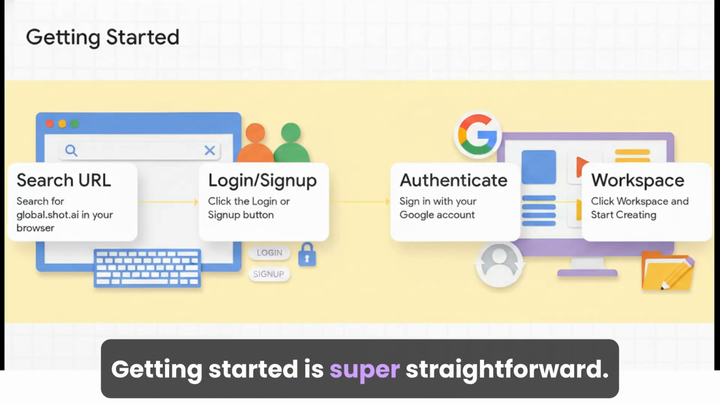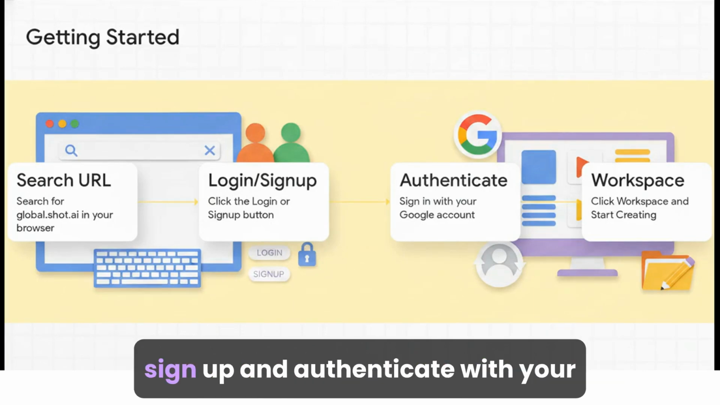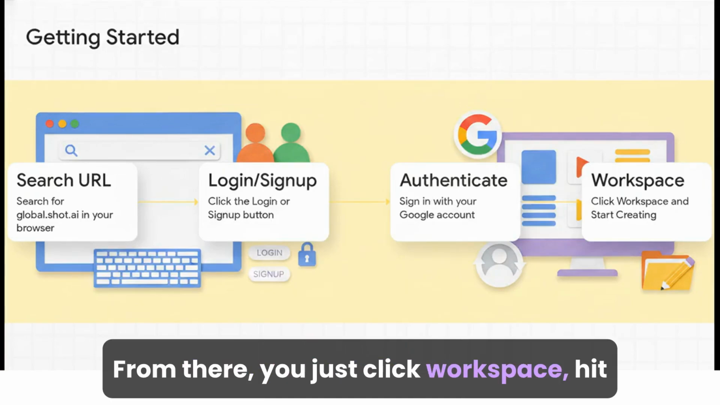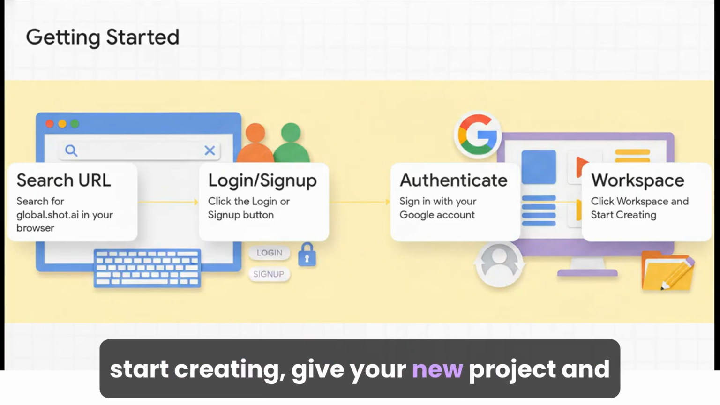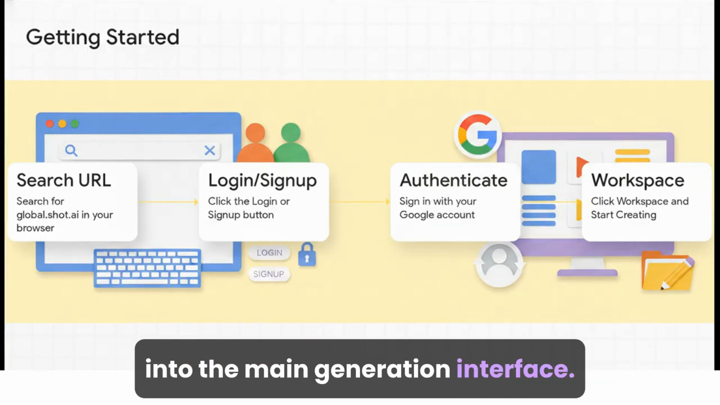Getting started is super straightforward. Just search for global.shot.ai, hit login or sign up, and authenticate with your Google account. From there, you just click Workspace, hit Start Creating, give your new project a name, and boom, you are dropped right into the main generation interface.